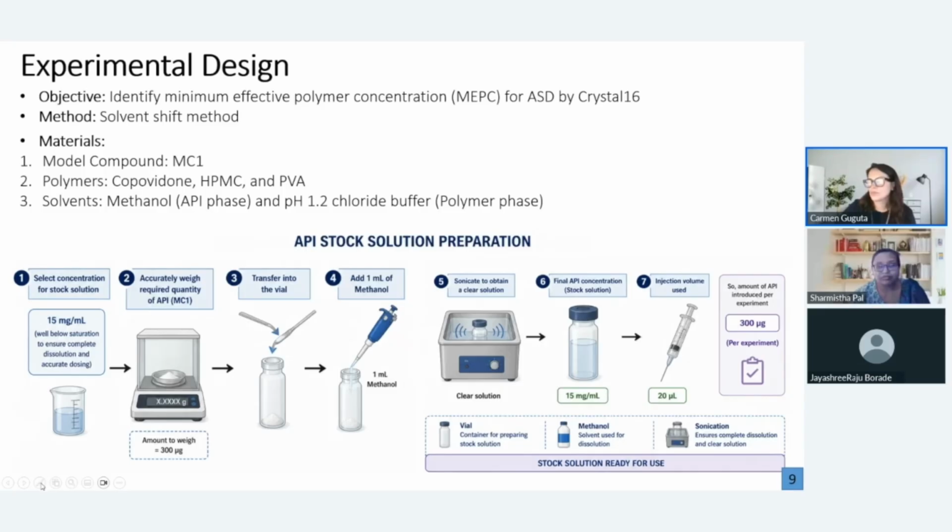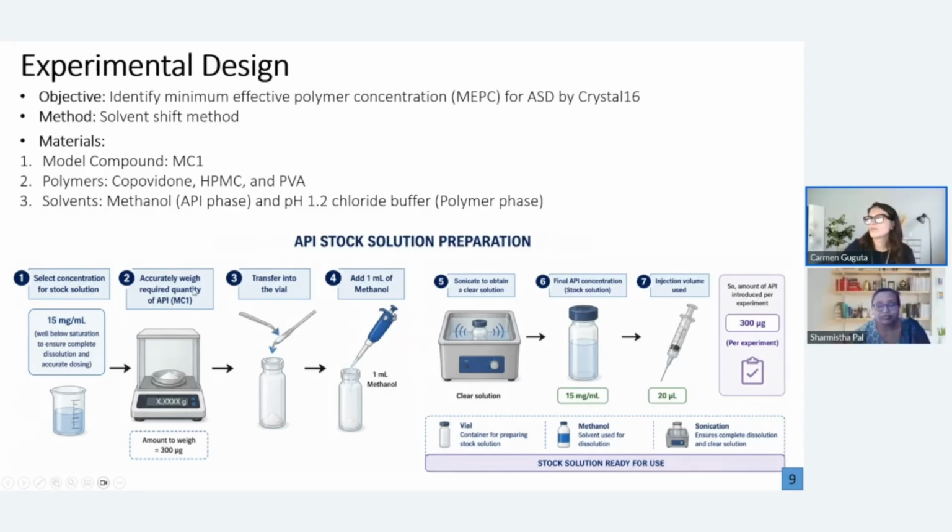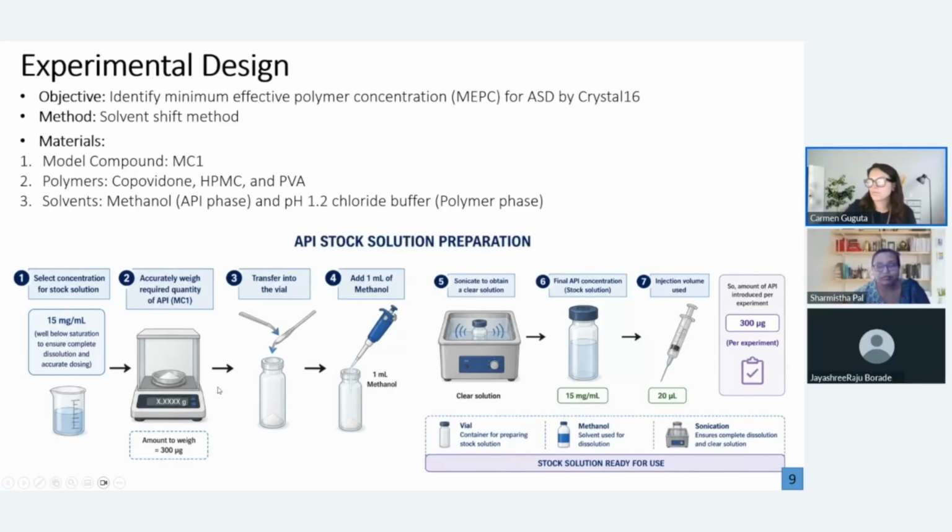So here we begin by selecting a stock concentration of 15 mg per ml. This is intentionally kept well below the saturation limit to ensure complete dissolution and to avoid any precipitation, which is critical for accurate dosing.